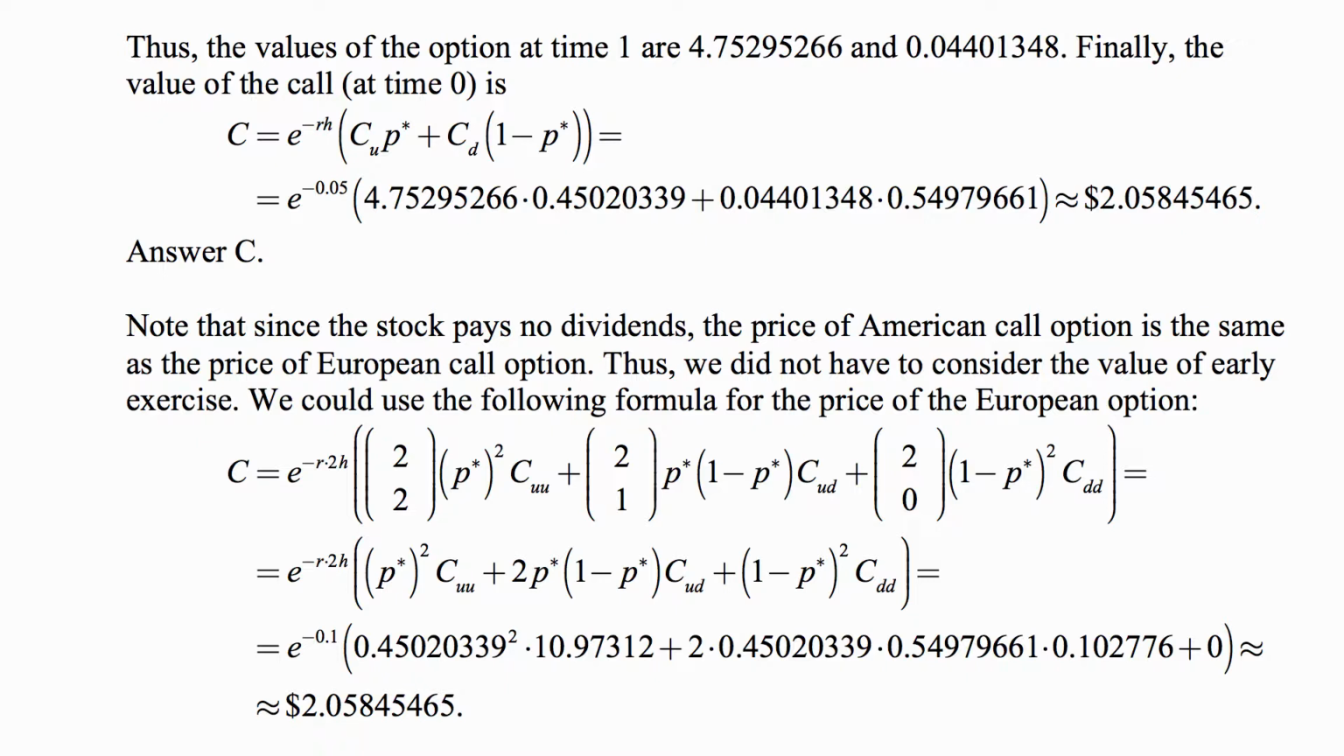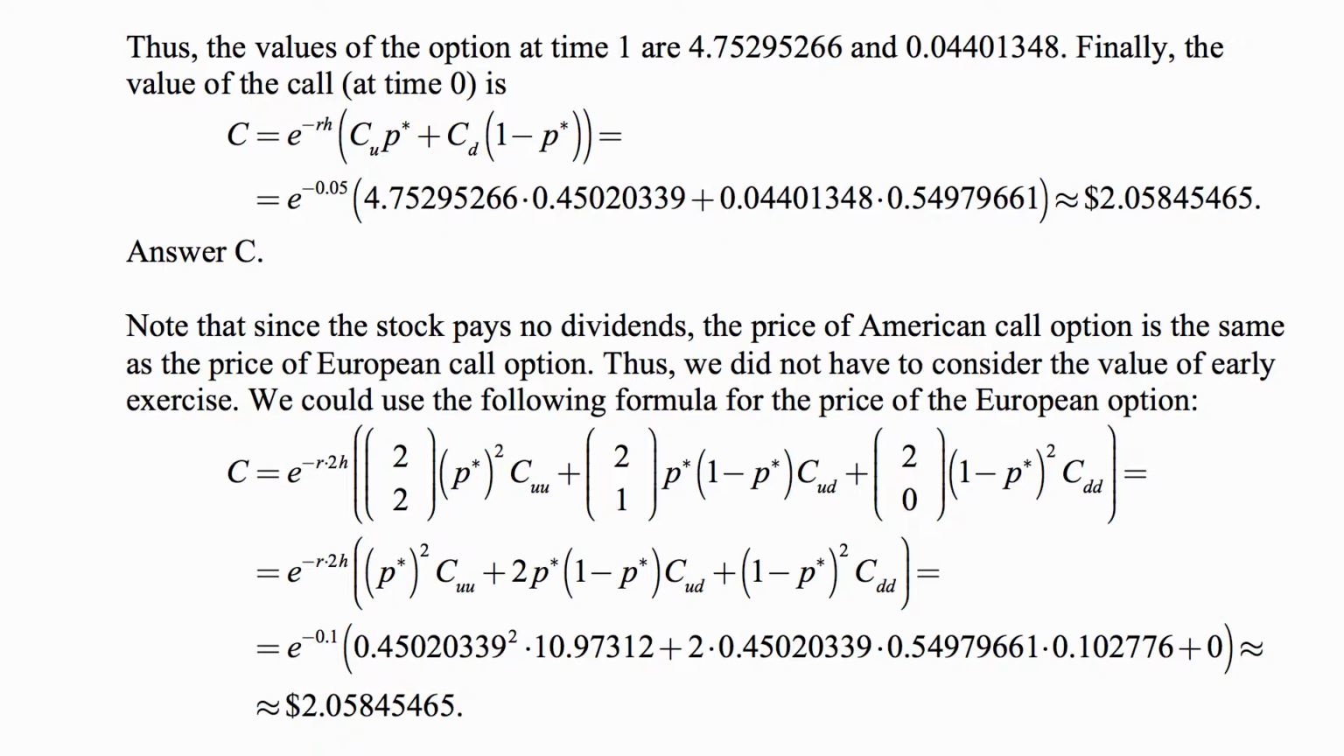But let us note, and that's important for you to remember for the test, that since the stock pays no dividends, the price of an American call option is the same as the price of a European call option. Thus, we did not have to consider the value of early exercise. We could use the direct formula based on those payoffs at time two, calculate the expected present value under risk-neutral probabilities of the payoffs at time two, discounted all the way to time zero. And the interest rate is 5% continuously compounded per year.